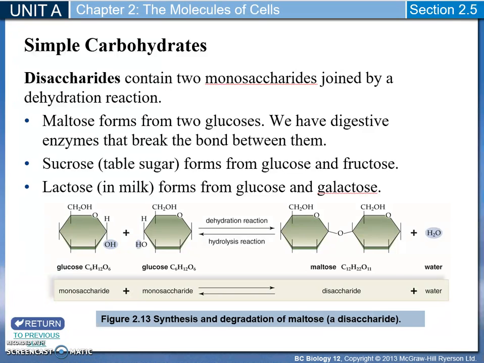Lactose in milk comes from the glucose, which is combined with a galactose molecule. So those are a few examples of disaccharides.